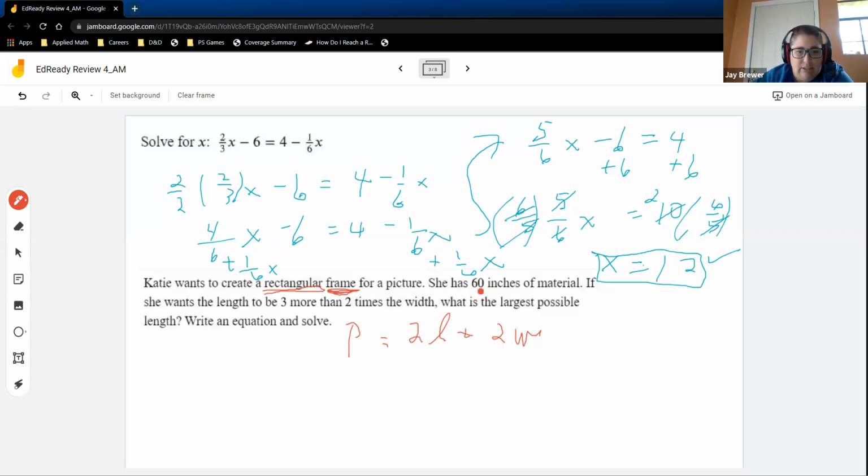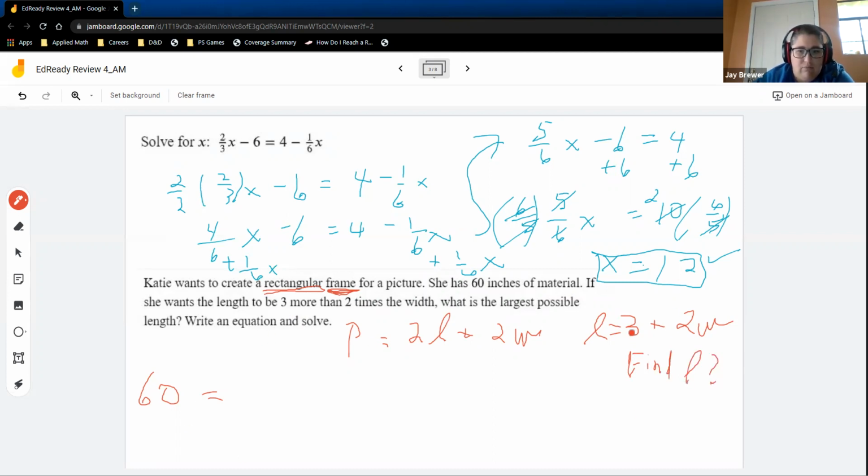Perimeter is actually equal to 60 because we know that that is the amount of material that she has available to her. So we're going to say that that's the amount available for the perimeter. And then what we have to decide next is how we're going to get the length or the width to be in terms of one another. So this tells us that Katie wants the length to be 3 more than twice the width. Okay, and we need to find L. So we need to find the length.